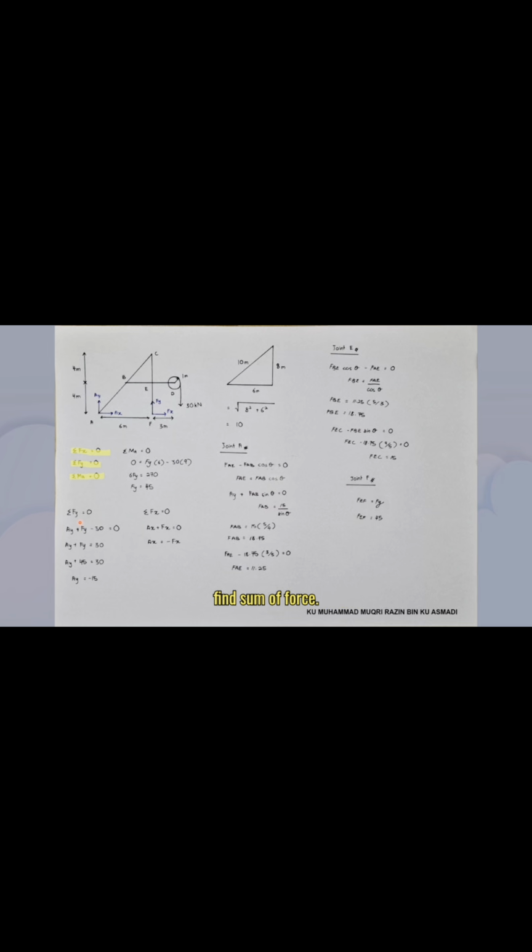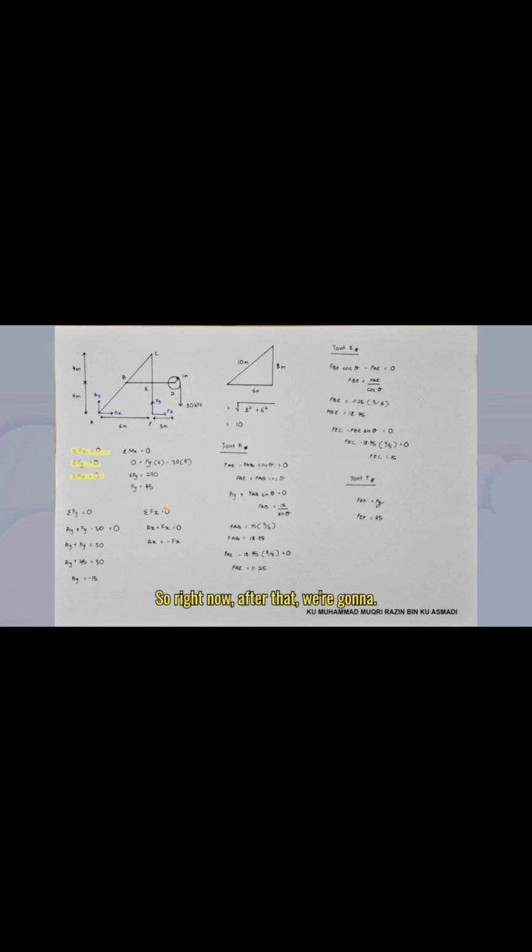Okay, right now we're going to find the sum of Fy, which is 0. So Ay plus Fy minus 30 is 0. Rearranged, it becomes Ay plus Fy is equal to 30. We have the value for Fy, which is 45, so we substitute it into this equation. Ay plus 45 is 30, so Ay comes out as negative 15.